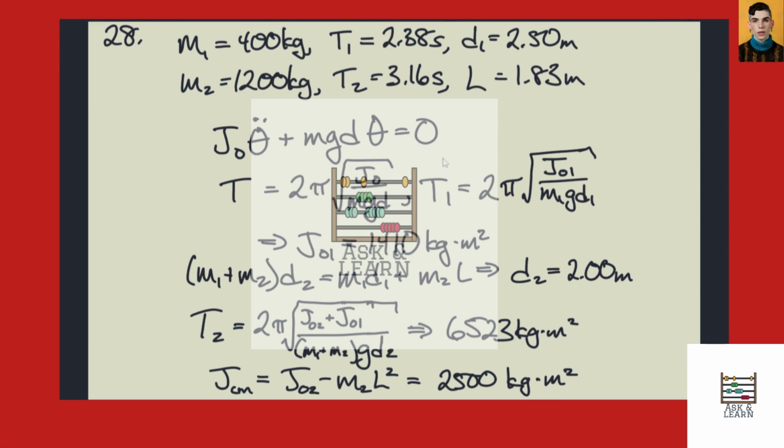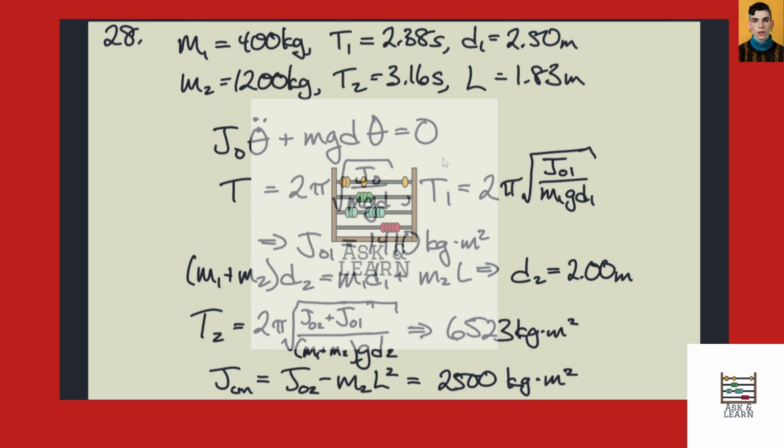In the first case, we are given T1, and then I have called J naught 1 the moment of inertia of the cage, with the mass of the cage, and the distance from the pivot to the center of mass of the cage. That will give us J01, the mass moment of inertia of this support structure about the pivot point, and that's 1,410 kilogram meter squared.